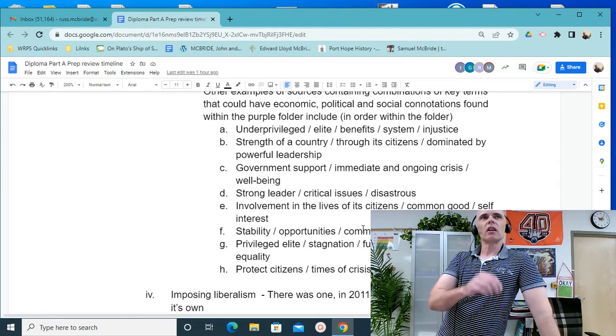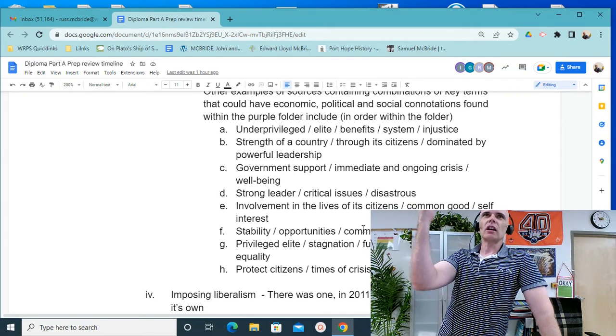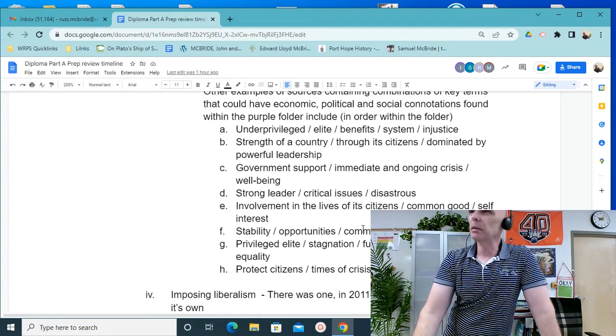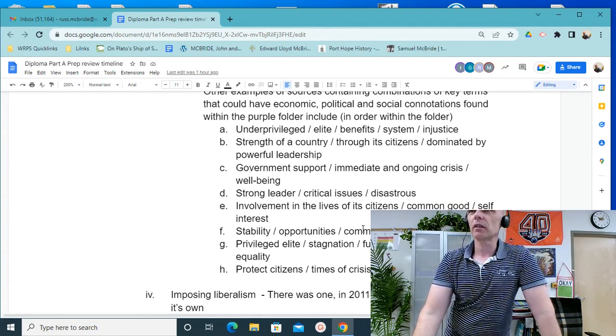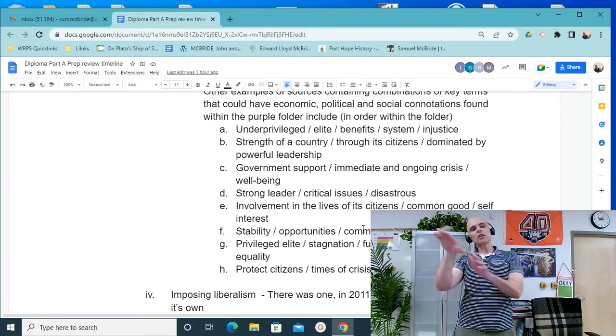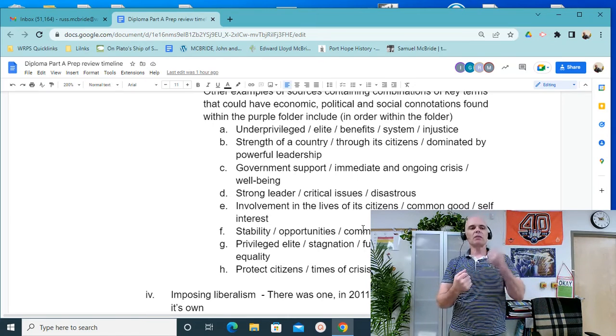Government support, are we talking about economic support or political support? A strong leader, is that a political statement or a strong leader that's making strong economic decisions? Stability could be an economic term. You know, stabilizing people's income, but it could also be talking about political stability. So we do have some terms that could be economic, political, and social. Times of crisis, government control, protecting citizens.